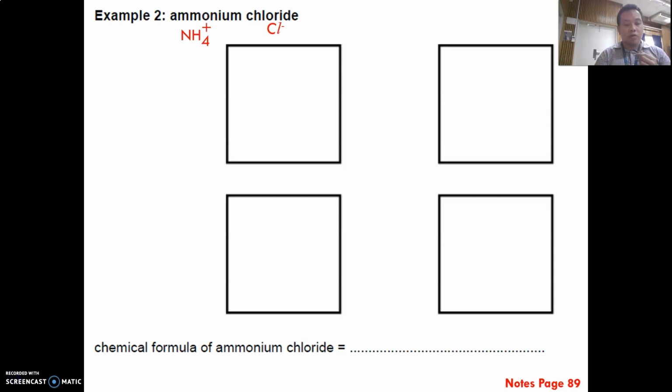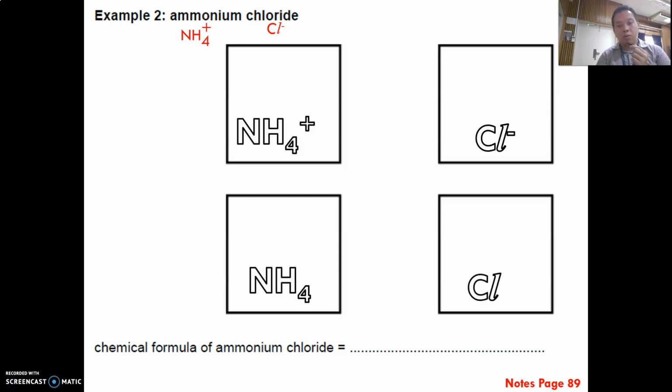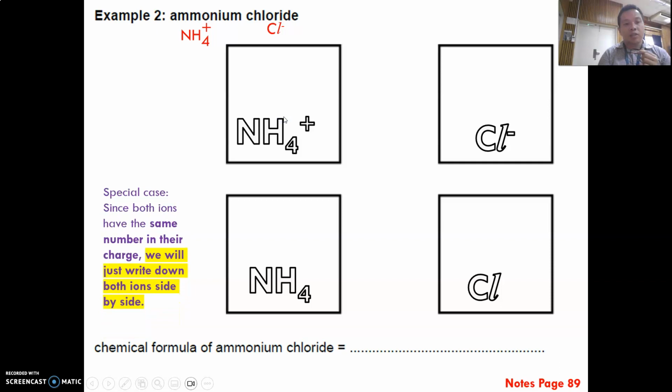I hope you have given this a try. Again, we start with the formula of both ions: ammonium ion NH4+, chloride ion Cl-, and on the bottom, the ions without the charges. Over here, you notice that NH4 has a charge of 1+ and Cl has a charge of 1-. Both ions have charges of the same number, so this is a special case. We just write down both ions side by side, so ammonium chloride is NH4Cl.